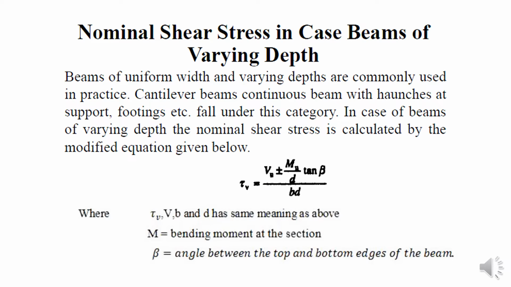The nominal shear stress, in case the beam has varying depth, we calculate using this relation: tau V is equal to Vu plus or minus Mu by d into tan beta, divided by bd. Here tau V is the shear stress, V is the shear force, b and d are the width and depth of the section, M is the bending moment at the section, and beta is the angle between the top and bottom edges of the beam.